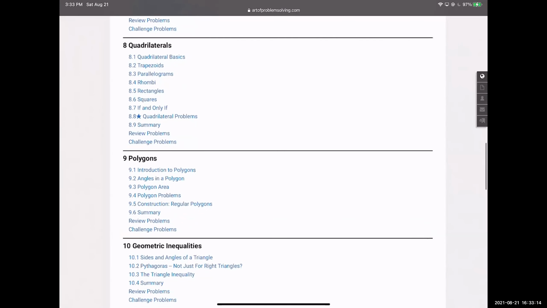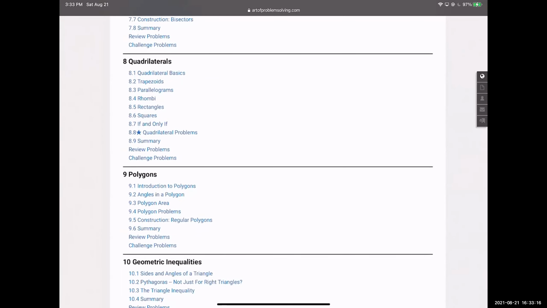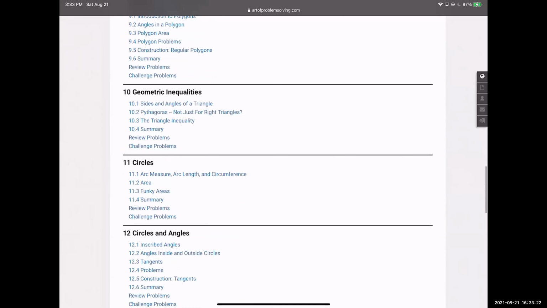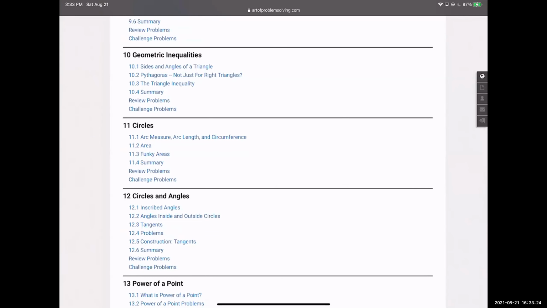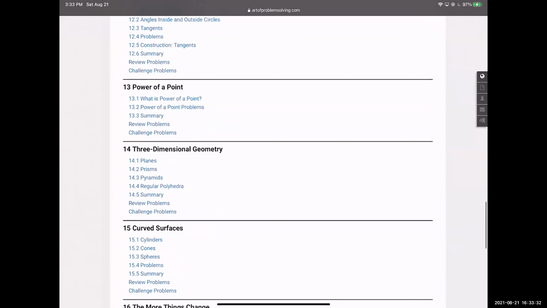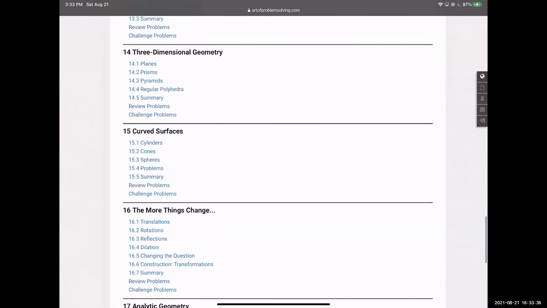So we're going to talk about everything there is about a triangle. Once we're done with triangles, we're going to talk about more sides: quadrilaterals, and then regular polygons in general. After that, we move on to figures that are not polygons: circles, geometric inequalities, and something we call power of a point. We'll talk much more about that at a later point.